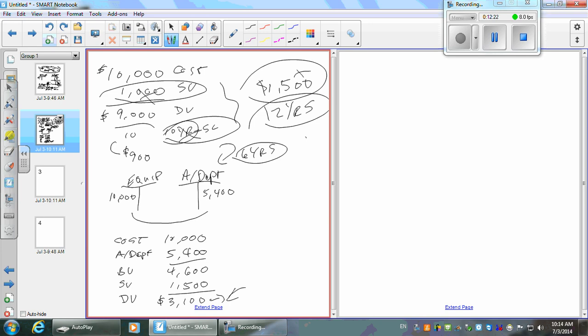3,100. So what would you do? Divide it by the remaining 6 years. Everybody see it? My life is now 12. I've used up 6. How many are left? 6 more. So let it be common sense. How much do I want to depreciate?